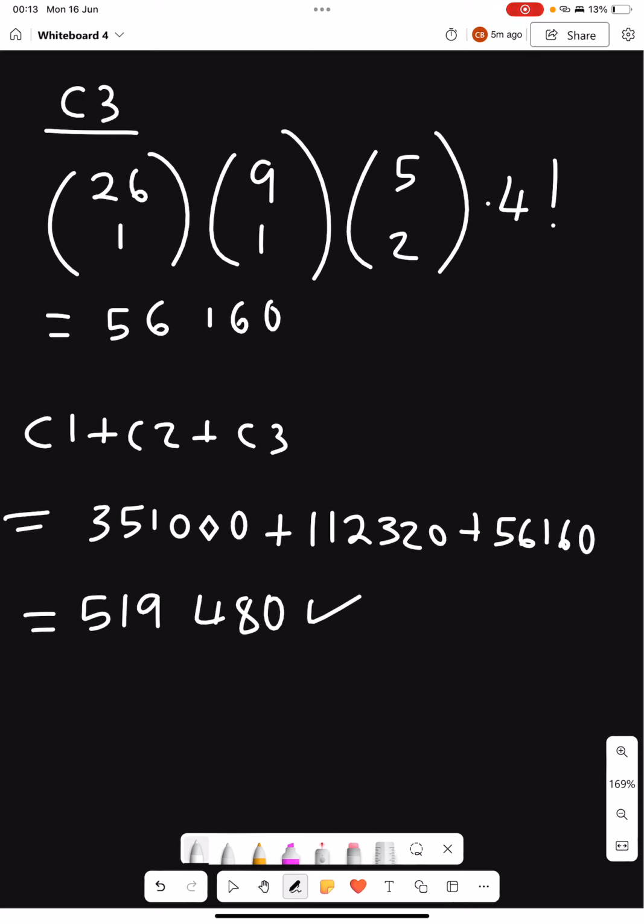Those are the possible number of passwords she can make.